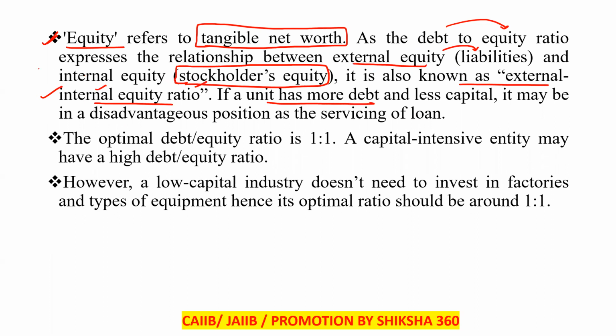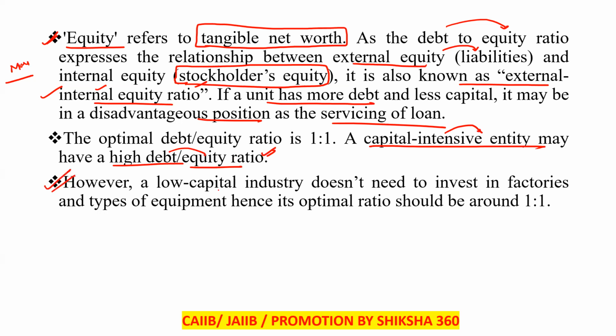If a unit has more debt, that is the numerator is more, it may be a disadvantageous position as regards servicing of the loan. If they are continuously taking more and more loan, it will become very difficult for the firm to service the loan, or we can say to run the business, because liabilities are continuously increasing. So the optimal debt equity ratio is 1:1. A capital intensive entity may have a high debt equity ratio.